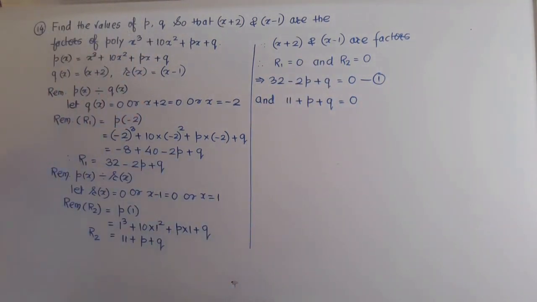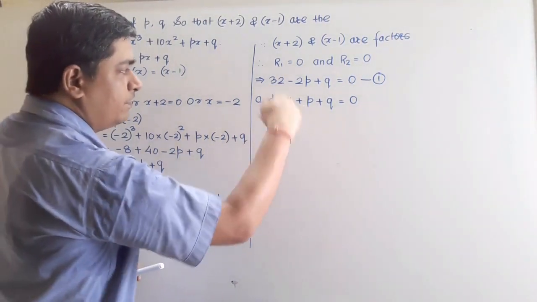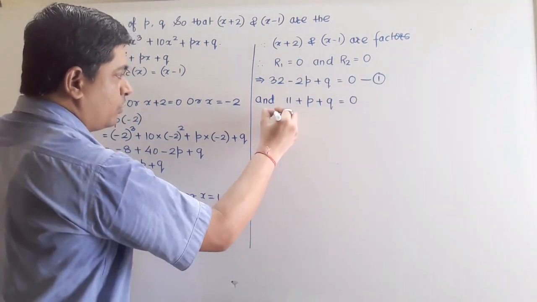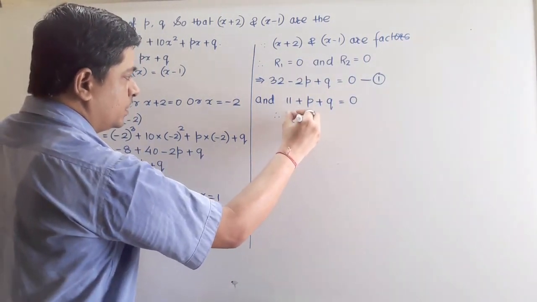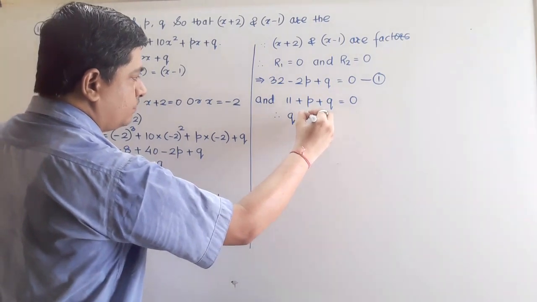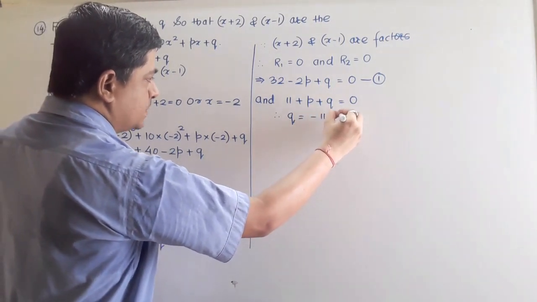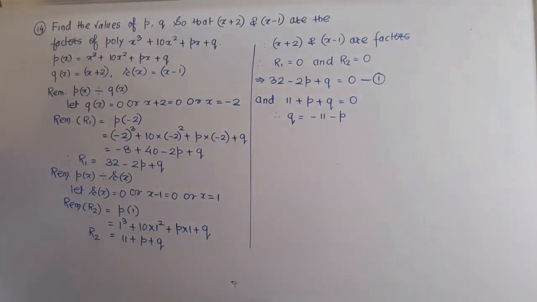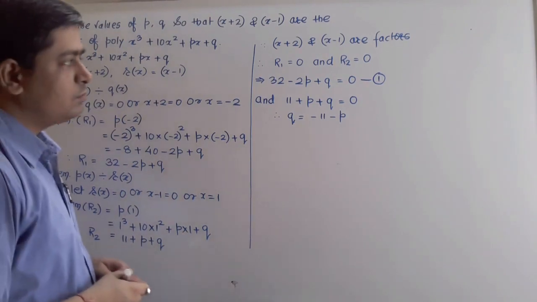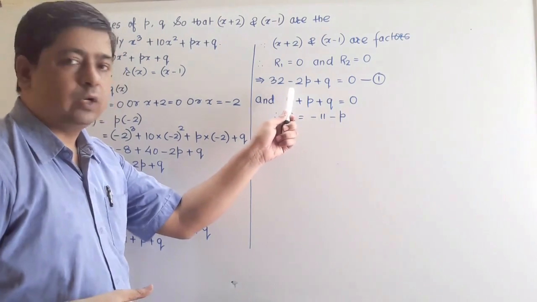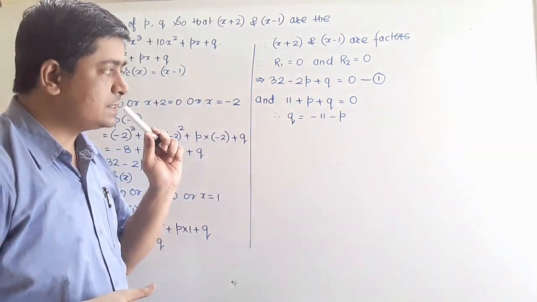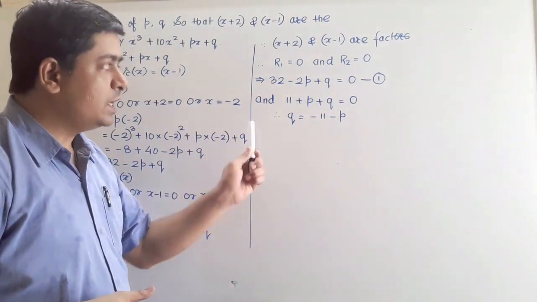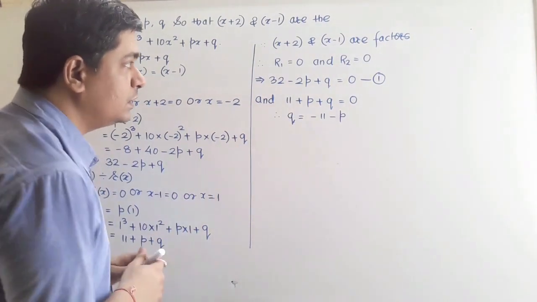Now we'll do one thing. From the second equation, we shall find out some values. For example, 11 and p, if I send them onto that side, what will be the value of q here? q will be equal to minus 11 minus p, right? So the value of q I will put in the first equation. So my first equation will contain only one unknown term, that is p, and then we can find out easily the value of p.